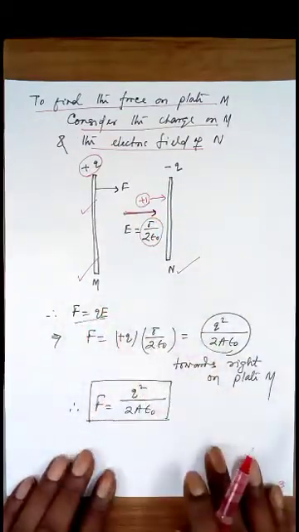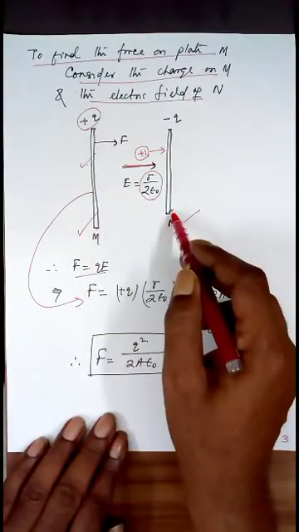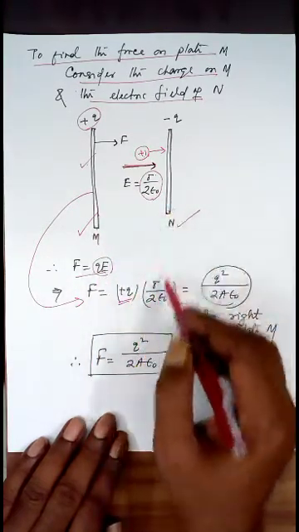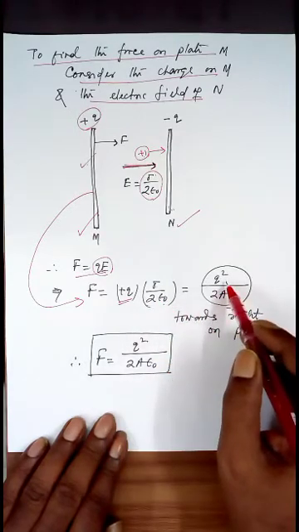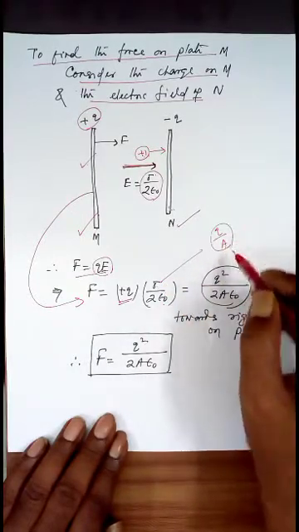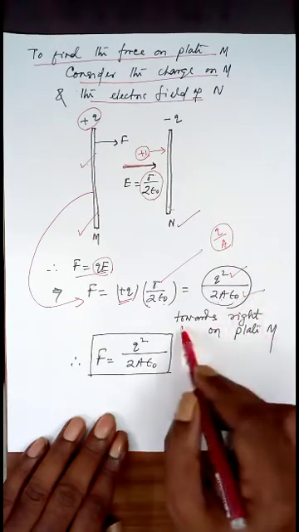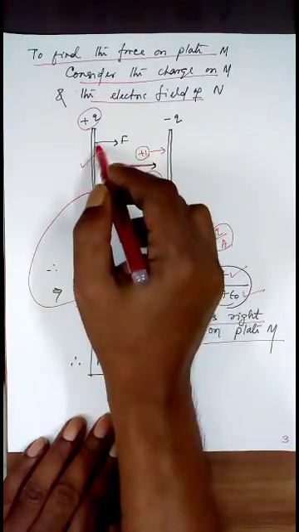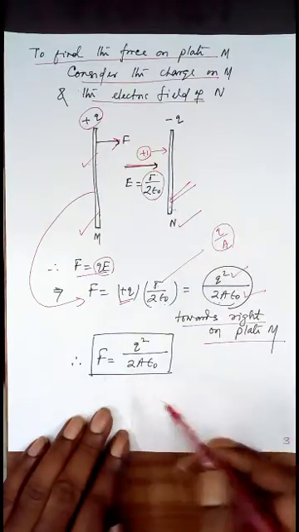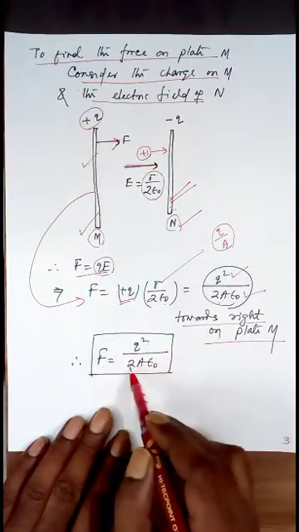So we know F is equal to QE. So force on this plate due to the electric field of the other plate will be Q into E. Q of this plate, that is plus Q, and field of the other plate, that is sigma by 2 epsilon naught. So for sigma I can put Q by A. So Q into Q becomes Q square, A comes to the denominator, so it becomes 2A epsilon naught, and it is towards the right. So on this plate the force is towards the right. So in general, whether it is plate N or plate M, the force is equal to Q square by 2A epsilon naught.